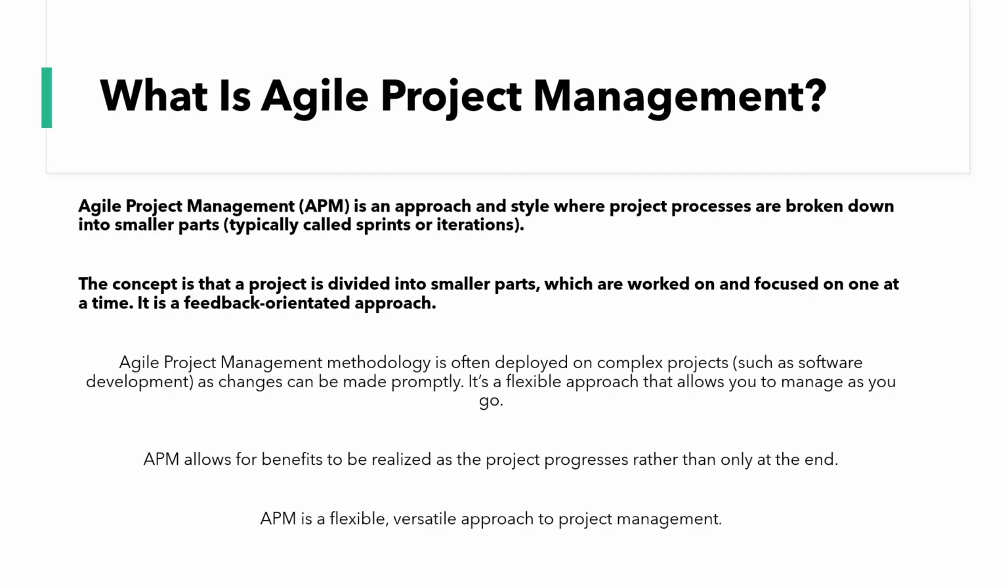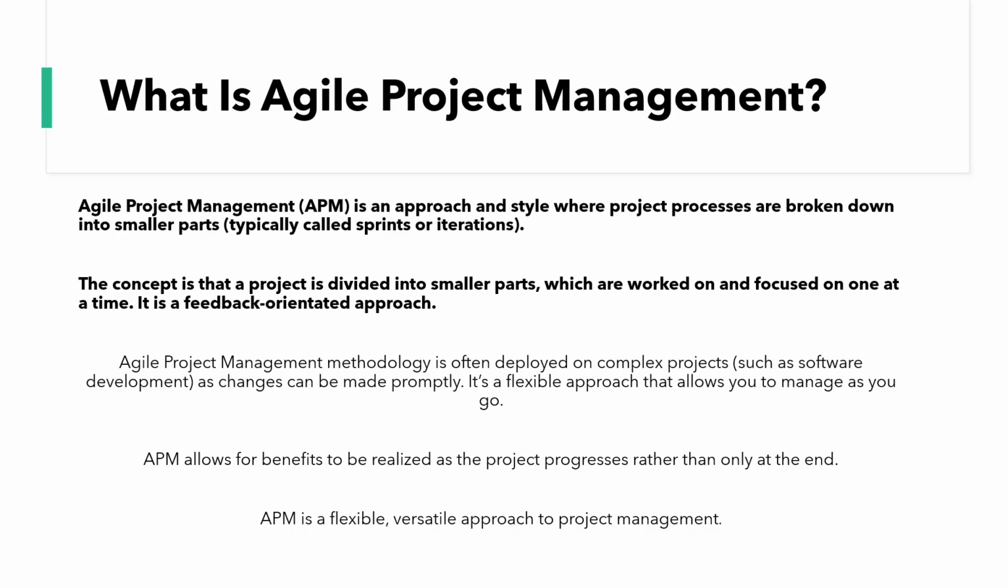So first and foremost, what is Agile Project Management? Well, Agile Project Management, I'm going to refer to it today as APM during the course of this video, is an approach and style where project processes are broken down into smaller parts. Typically, these smaller parts are called sprints or iterations. The concept of Agile Project Management is that a project is divided into these small parts, which are then worked on and focused on one at a time. And it is a feedback orientated approach.